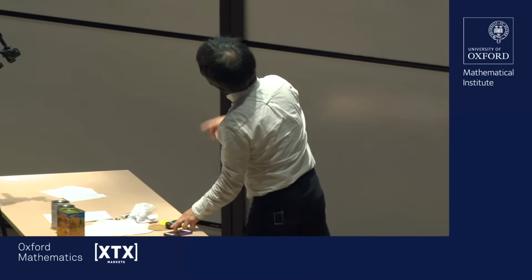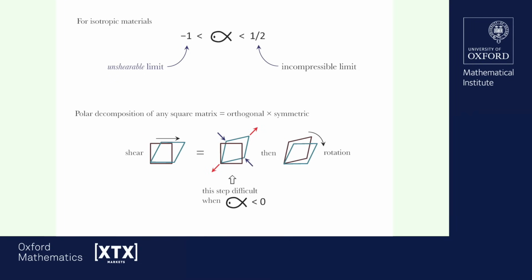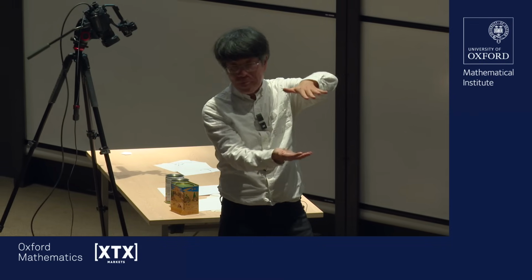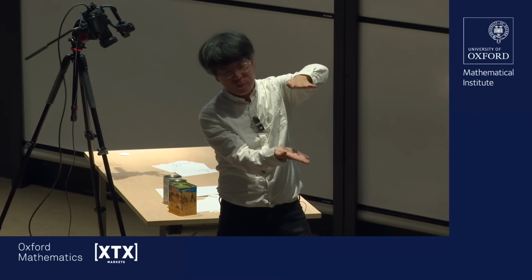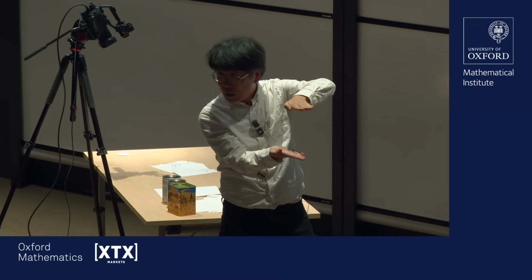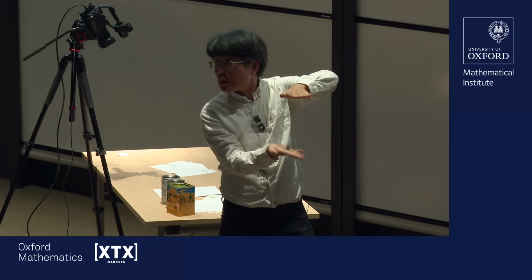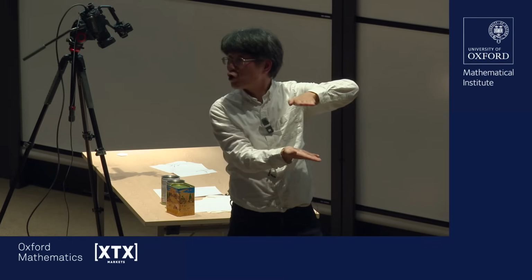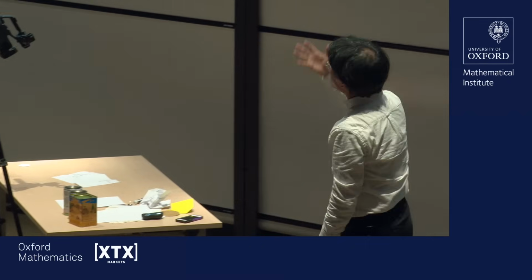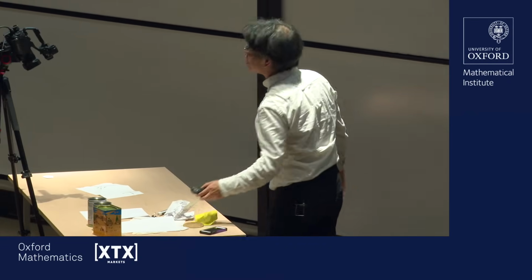The lower limit, lower bound, -1, also has a physical interpretation, and that is the unshearable limit. Do you know what shearing means? Take a deck of cards like that, and it's a rectangle, and put your palms at the bottom and the top. And while keeping them parallel, just slide them like this. That's going to deform the rectangular deck of cards into a parallelogram. That's called shearing. Okay. And it turns out that when the Poisson ratio is negative, shearing becomes harder and harder.